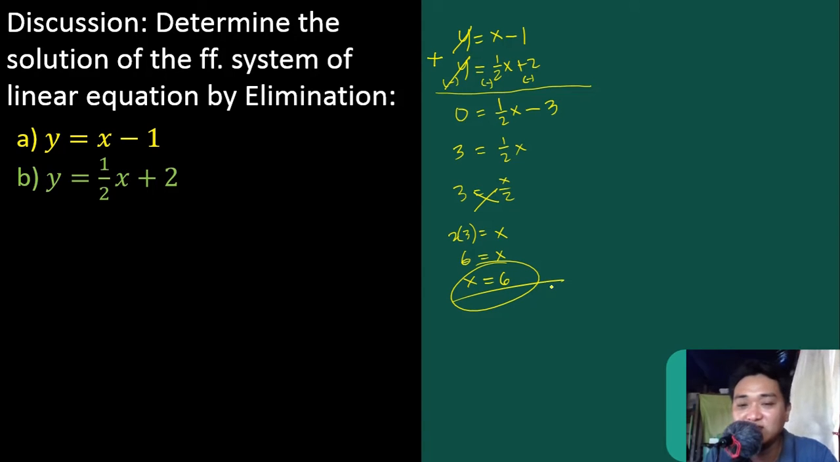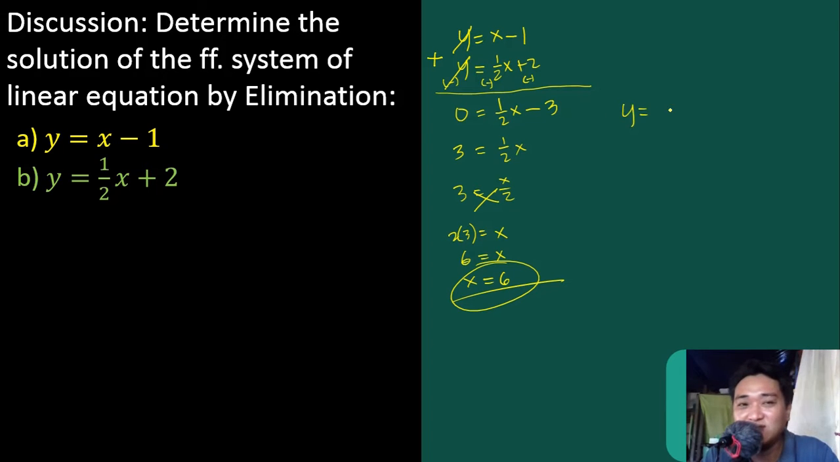Since we already have the value of x, katulad din nung ginagawa natin sa substitution, all we have to do now is to look for the value of y by substituting the value of x in either of the two linear equations. So kanina ginamit natin si y is equivalent to x minus 1. What if gamitin naman natin yung isa? Just out of curiosity, tingnan natin kung pareho yung sagot. Kung magiging 5 nga ba yung sagot.